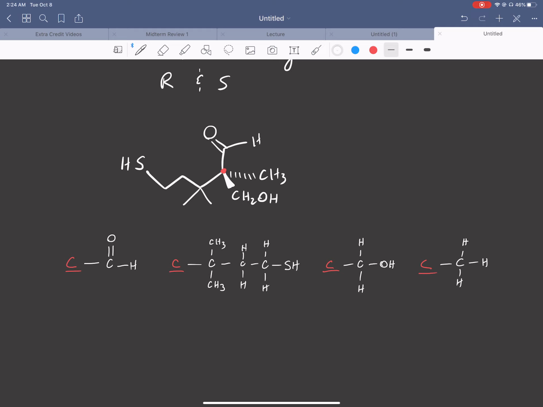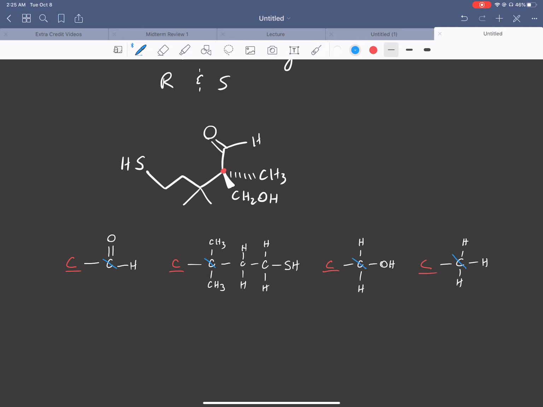Same deal here. All right, and so we're doing RNS configuration. So we need to assign our priorities. That's the whole point. Okay, and the first thing we need to do is look at the atoms directly connected to our chiral carbon. Right. So if you can see in all of these cases, they're both carbons. Okay, all of these are carbons. So that does not tell us anything. So I'm going to cross it out.